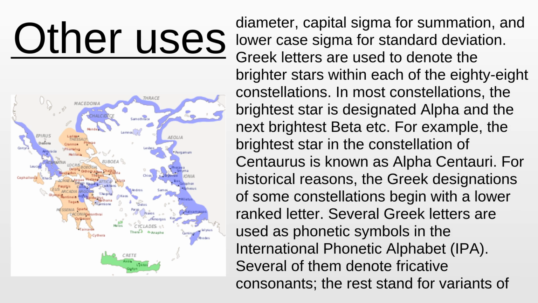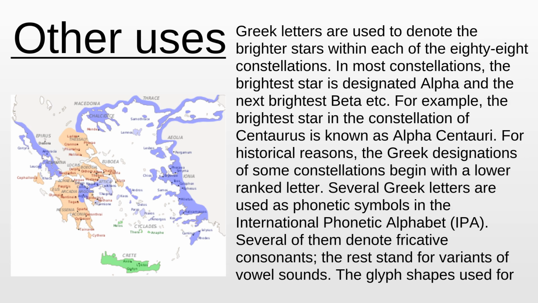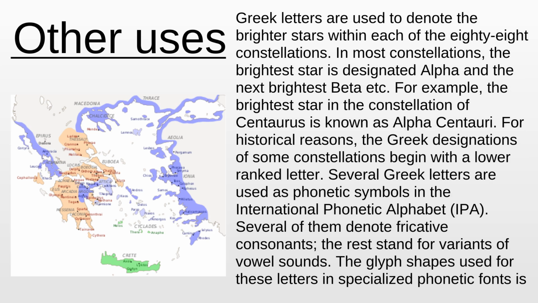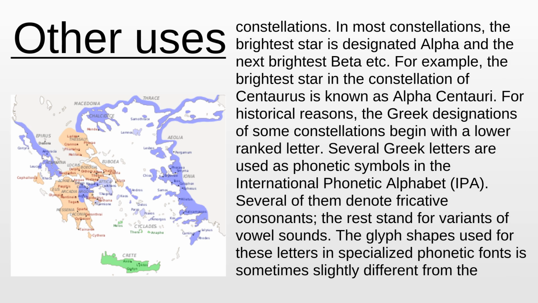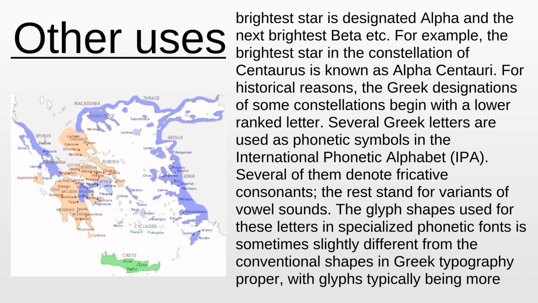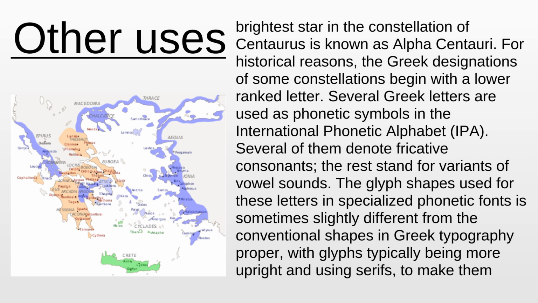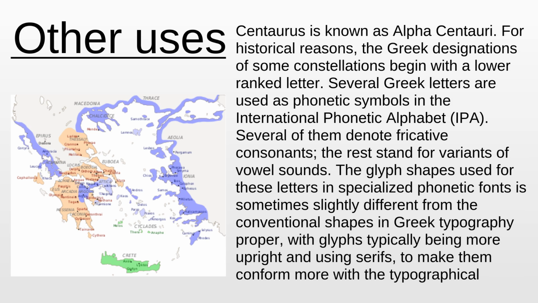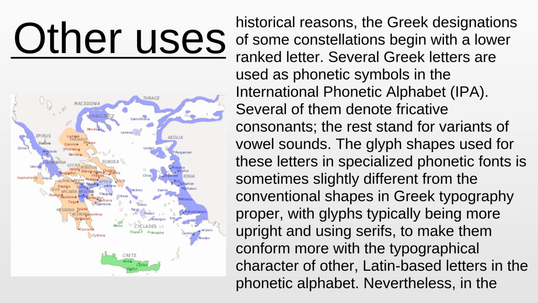Greek letters are used to denote the brighter stars within each of the 88 constellations. In most constellations, the brightest star is designated Alpha and the next brightest Beta, etc. For example, the brightest star in the constellation of Centaurus is known as Alpha Centauri. For historical reasons, the Greek designations of some constellations begin with a lower-ranked letter.